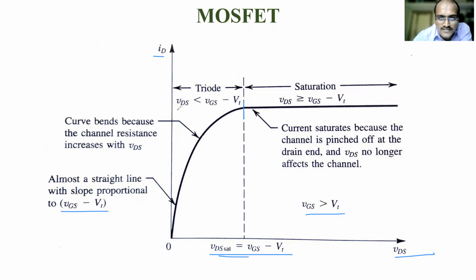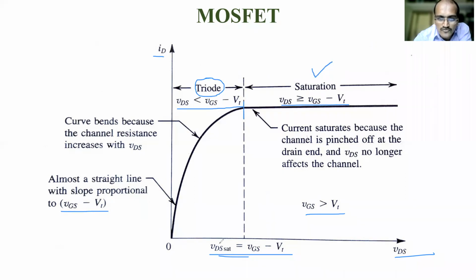And this region, where VDS is less than VGS minus VT, we call the triode region. So the regions in a MOSFET are only triode region and saturation. In the saturation region, VDS is greater than VGS minus VT and the current is constant. And this is the region we will be using for our application. So this is the active region of the MOSFET.